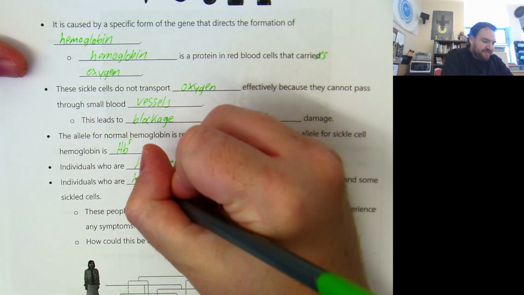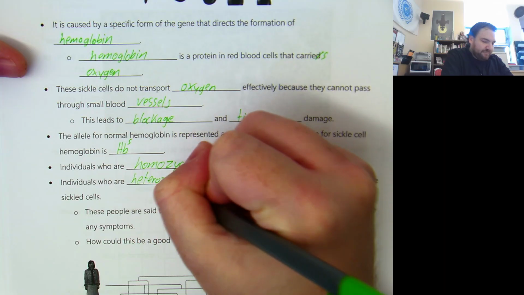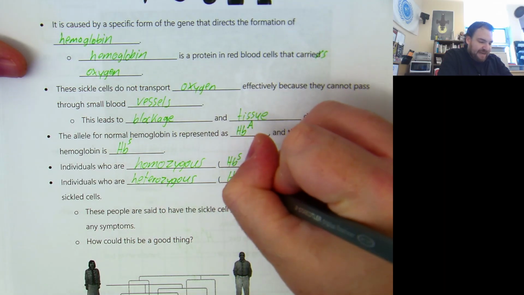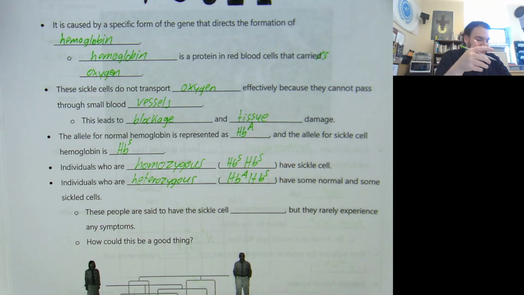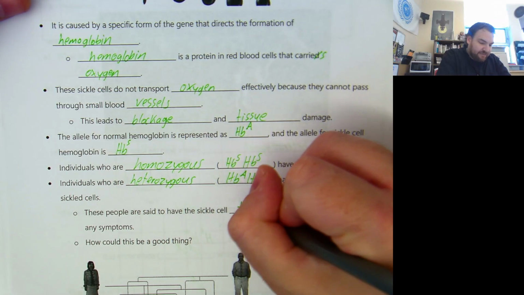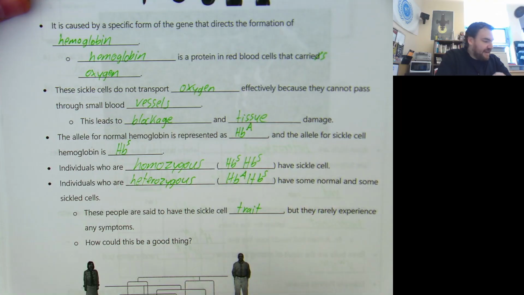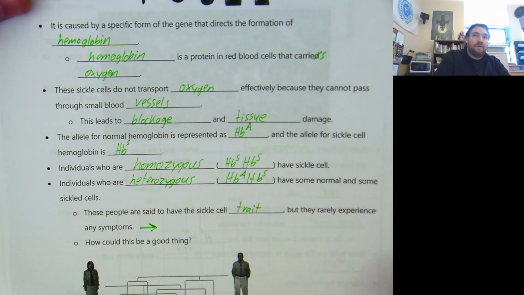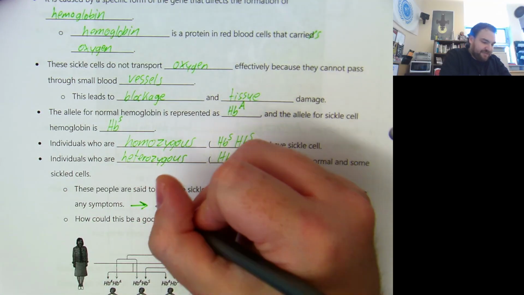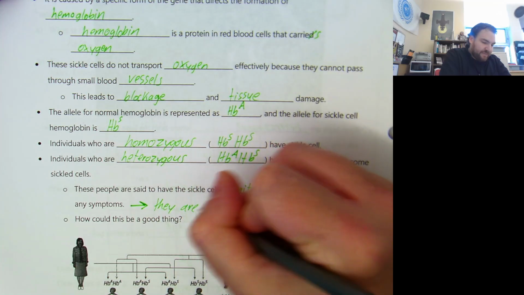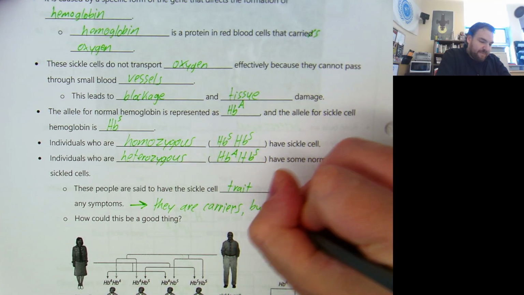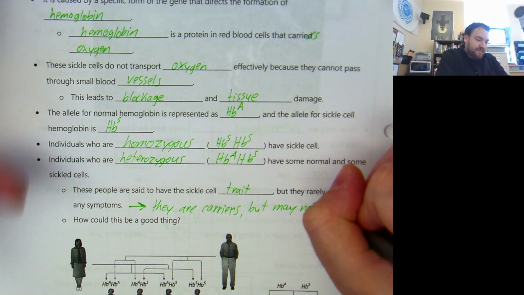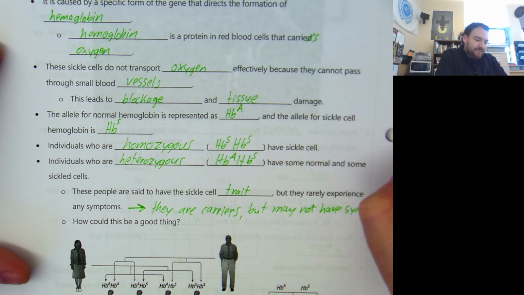Individuals who are heterozygous, HBA, HBS, have some normal and some sickle cell. These heterozygous people are said to have the sickle cell trait, but they don't experience any symptoms. What this means is, let's put this down here, they are carriers, but may not have symptoms.